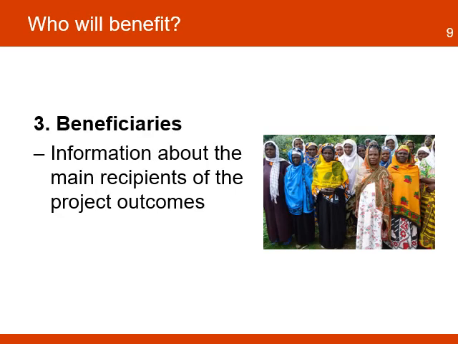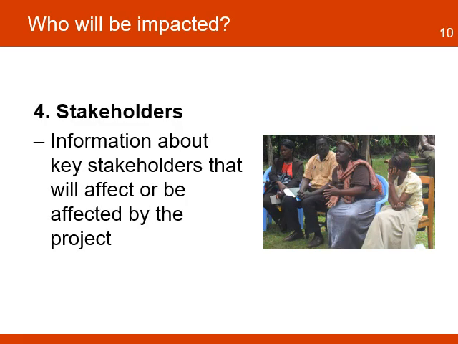The third element is the beneficiaries. Here is some basic information about the main recipients of the project outcomes. The information may include factors such as gender, geographical location, economic, and health conditions. Who will be impacted? This section includes information on all key stakeholders that are going to be affected by the project. Information may include potential partners and other groups that can support the project.